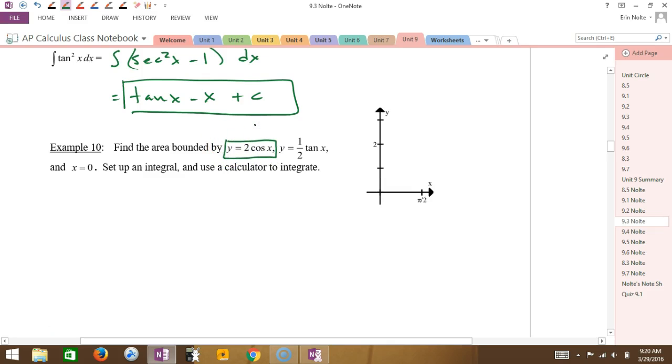If I have y equals 2 cosines of x, what is my amplitude? 2. So if I'm drawing a cosine of x, I start at the amplitude.